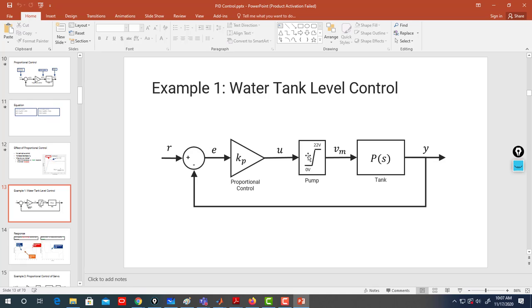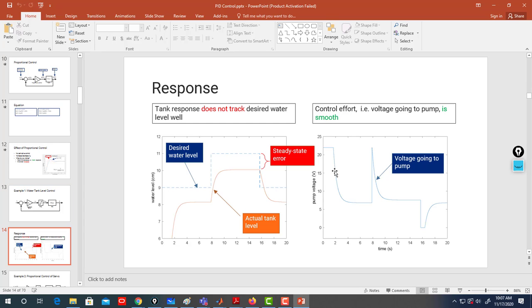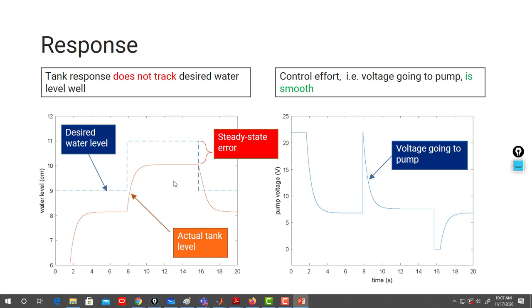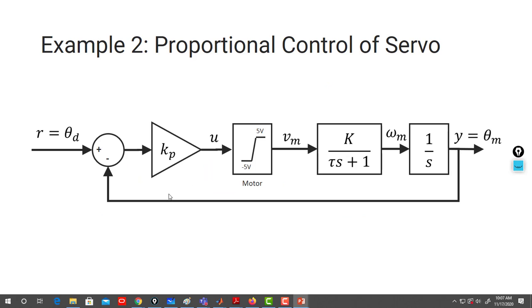You model your saturation block so it doesn't accept any value below 0 and cuts off any value above 22 volt. Okay, then you do the proportional controller, you look at the signal and so on.